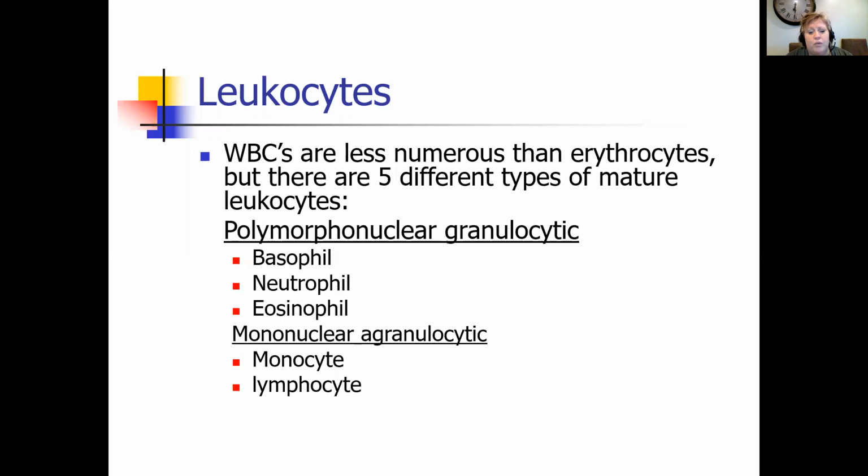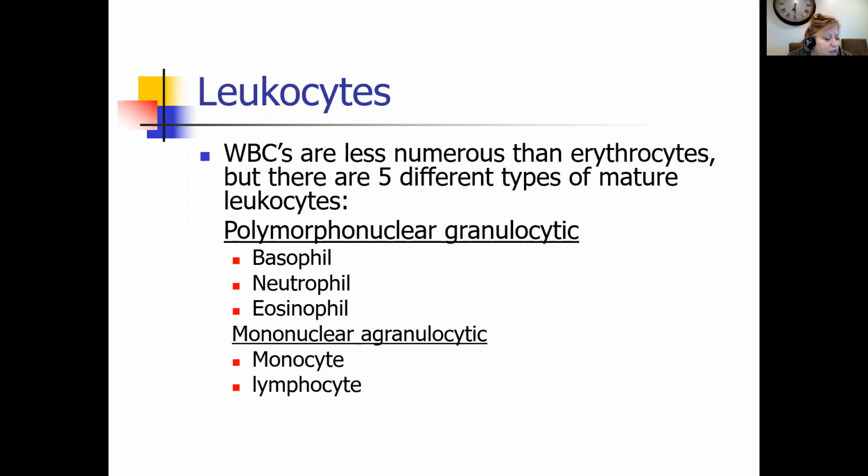We have polymorphonuclear granulocytic cells and mononuclear agranulocytic cells. The polymorphonuclear granulocytic is a cell that has granules in the cytoplasm, and the polymorphonuclear part of that means it is a cell that has a multi-lobed shaped nucleus. The 3 different kinds of polymorphonuclear granulocytes are basophils, neutrophils, and eosinophils.